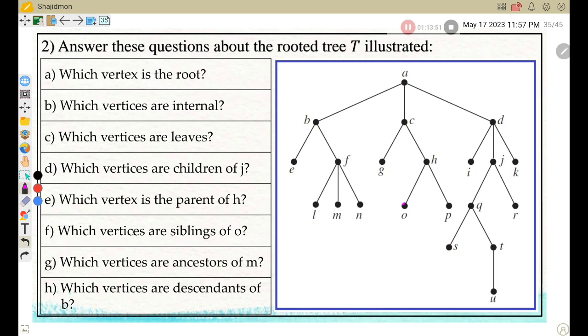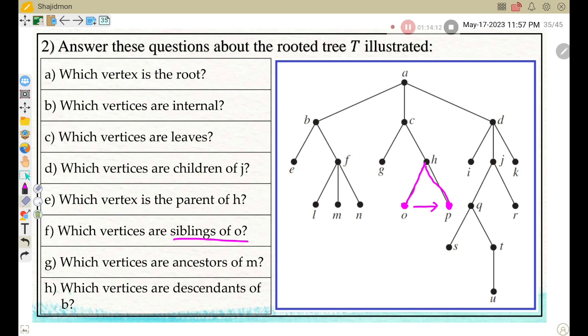Now what is the next question? Which vertices are siblings of O? Siblings of the O vertex. O means this one. Who are the siblings of that O vertex? Sibling means they should have the same parent. So P is the sibling, correct? Because P and O have the same parent. Okay, so O's sibling is P.